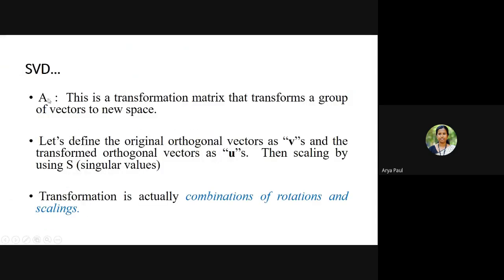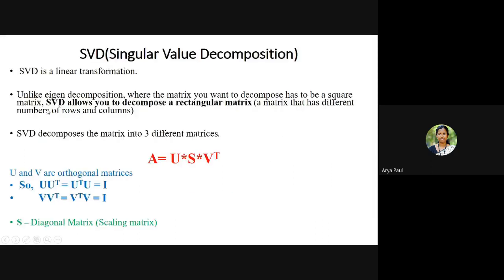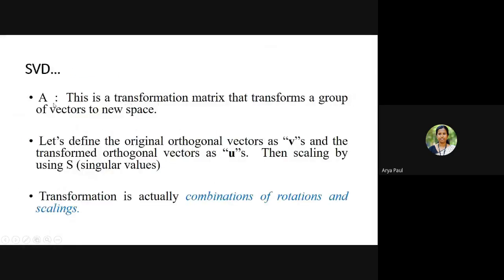Okay, now what is A? Here you can see that A is a matrix. We can decompose A as U, S and V transpose, isn't it? Okay, so what do you mean by A? A is a transformation matrix.